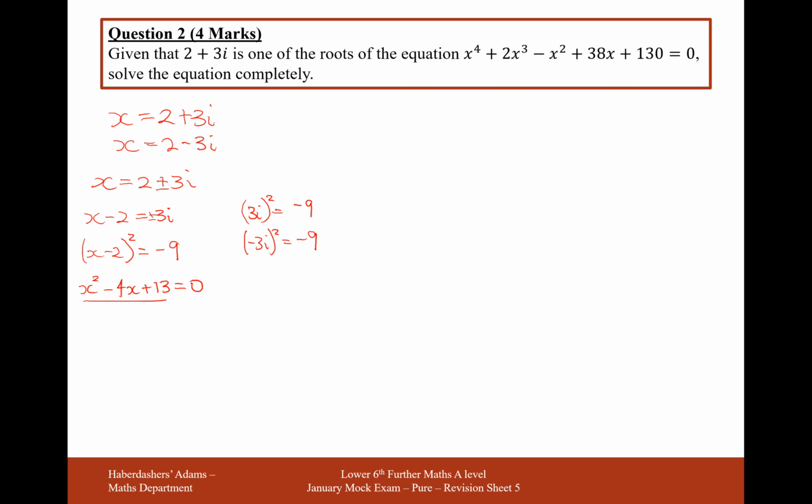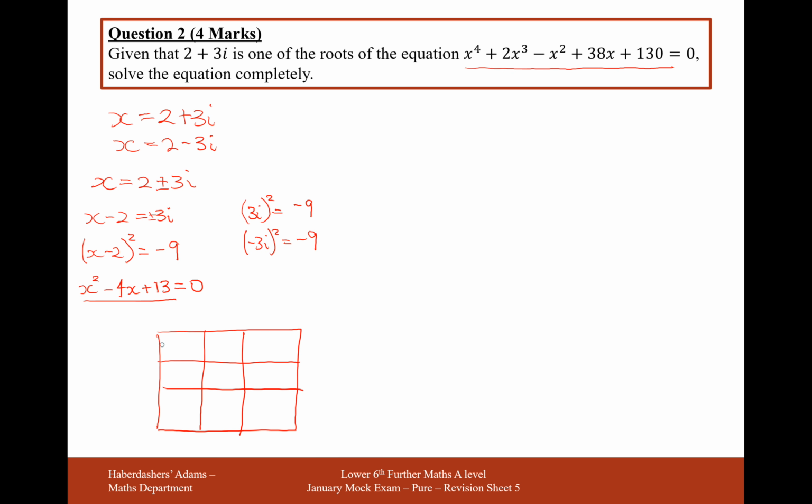So this is a quadratic that should hopefully divide this quartic equation. Now let's see if it does that. I'm going to use the box method for this algebraic division, and I'm going to need a box that roughly looks like this. Now all of these quartic elements here are going to be appearing inside the cells of this box, and I'm going to be multiplying the values that appear on the outside of the box. Now I'm dividing by x squared minus 4x plus 13 here.